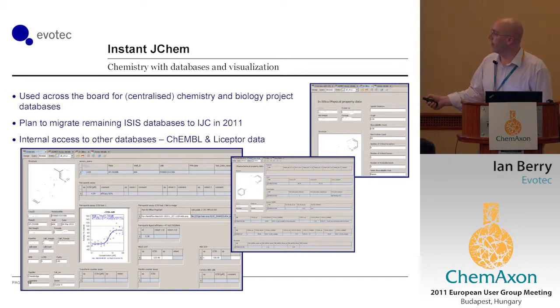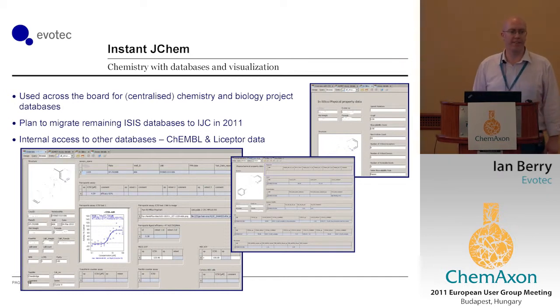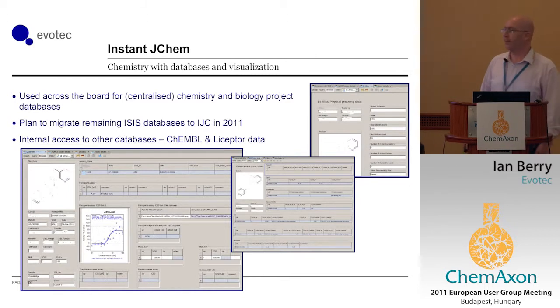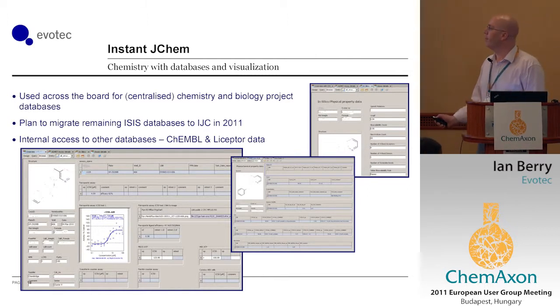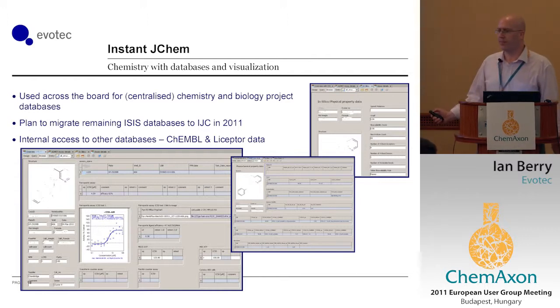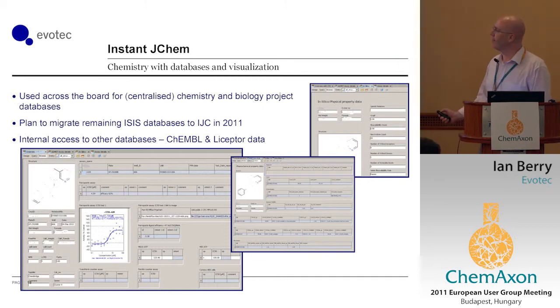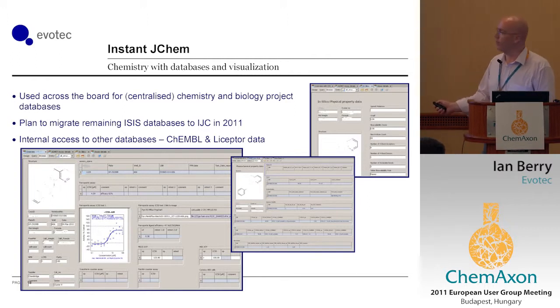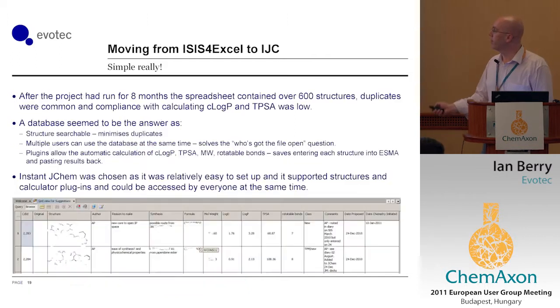And as Catherine talked about yesterday, we're migrating our ISIS databases to IJC sometime this year. Most of the ISIS databases have biology data in them and are based in our Hamburg site, and biologists seem to love ISIS for some reason, and I'm going to have to convince them otherwise during this year. Again, as other people have mentioned, we have an internal version of the Kemble database. We also have some Lycepta data, which we're accessing through Kemble and other things.